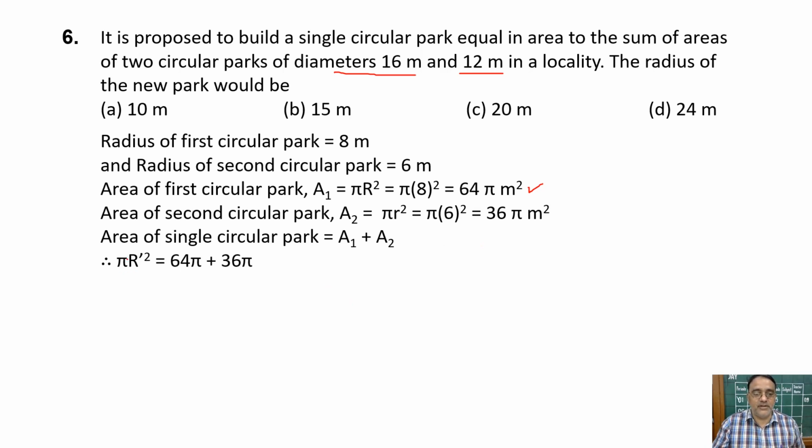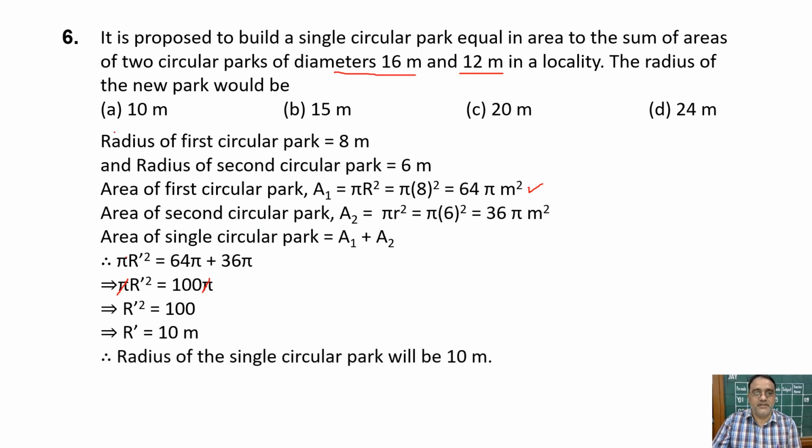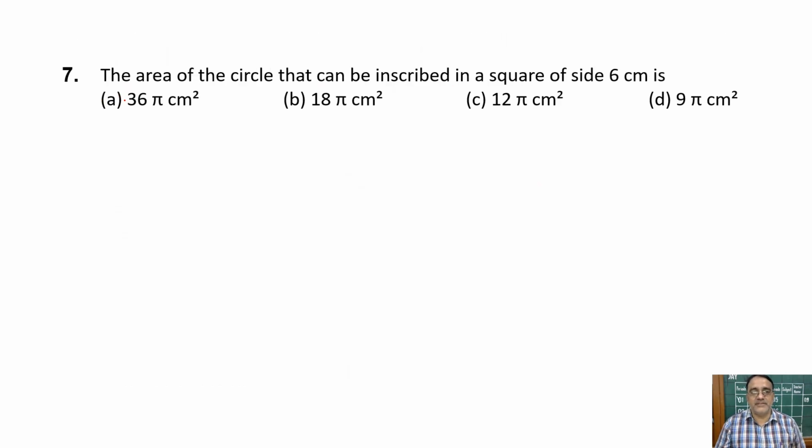Now we will divide everything by pi. If we divide all by pi, we'll get r dash square is equal to 100. So what is the value of r dash? 10. 10, right. So which option is the correct one? Option A. Option A, right. So this is the correct option. Now we are moving toward question number 7. The area of the circle that can be inscribed in a square of side 6 centimeter is dash.